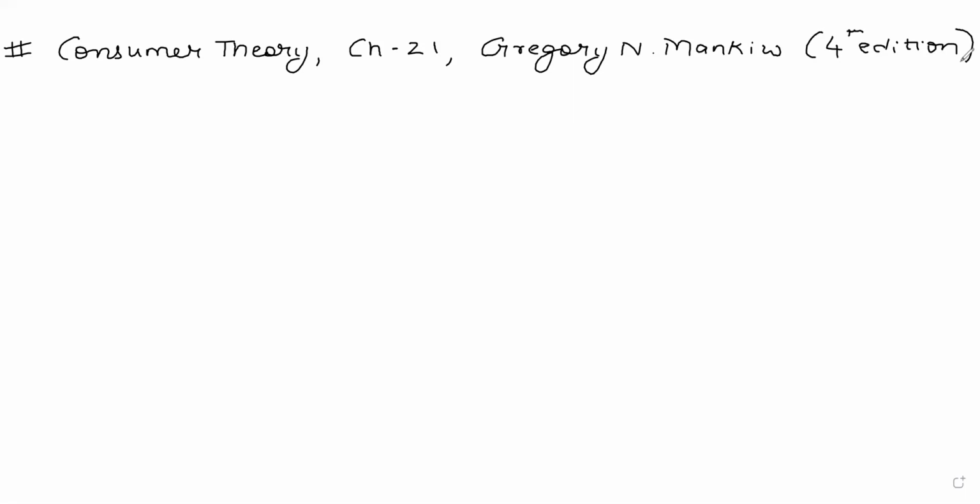Okay, now in the previous lecture of consumer theory, we had looked at the impact of changes in income and changes in price on the optimal choice of the consumer. We had seen what happens to the optimal choice when income of the consumer changes, and we had also looked at the case as to what happens to the optimal choice when price of one of the goods changes, keeping the price of the other good and income constant.